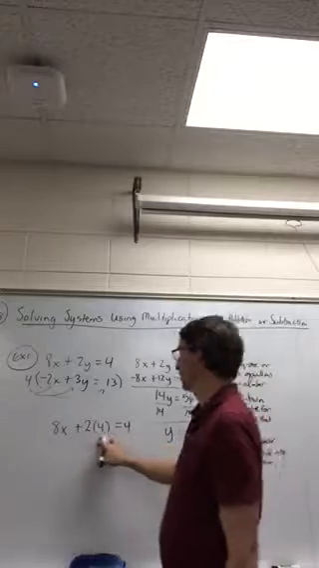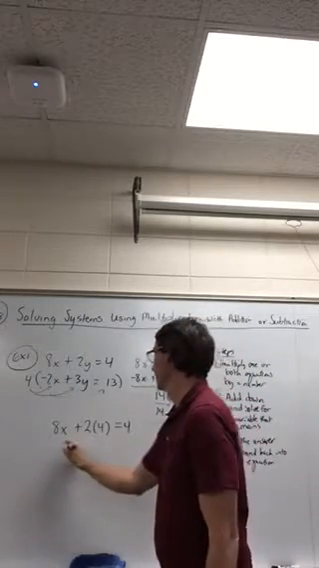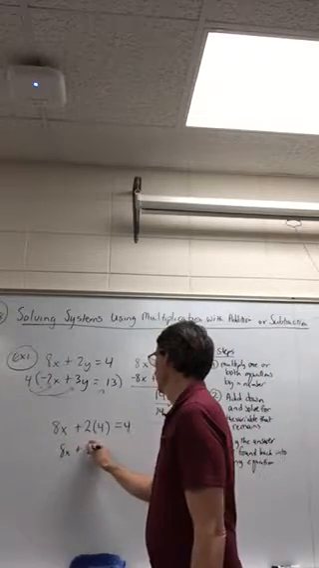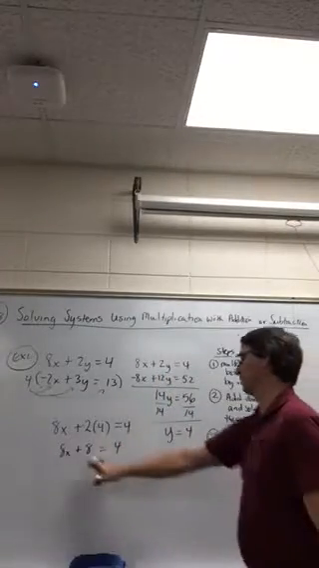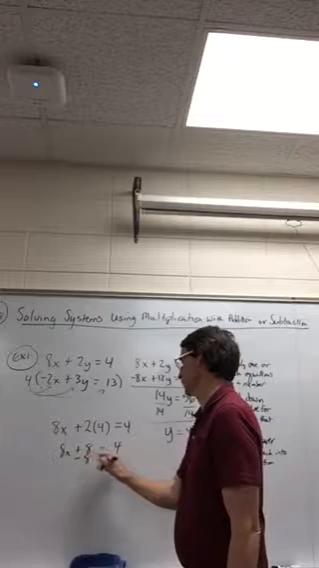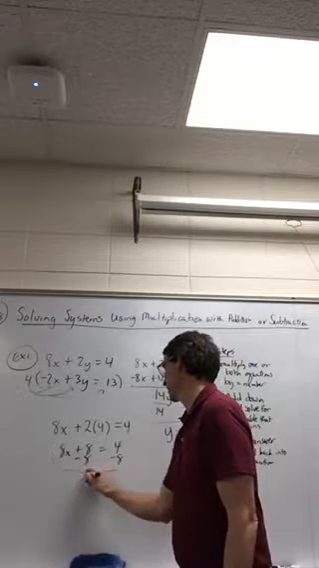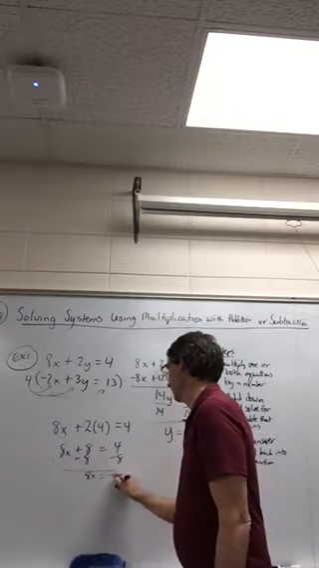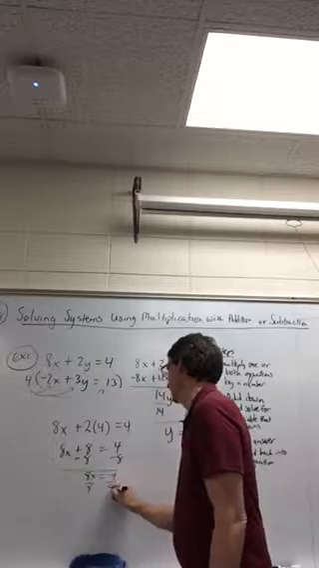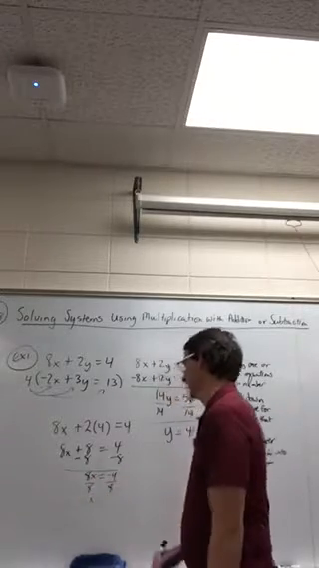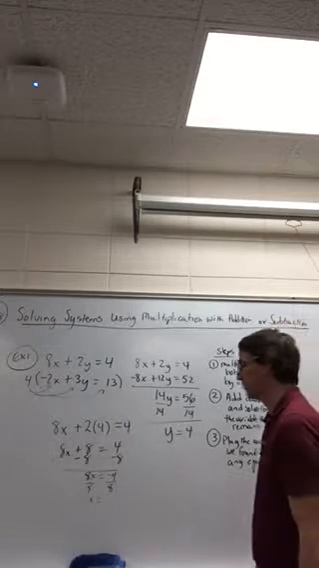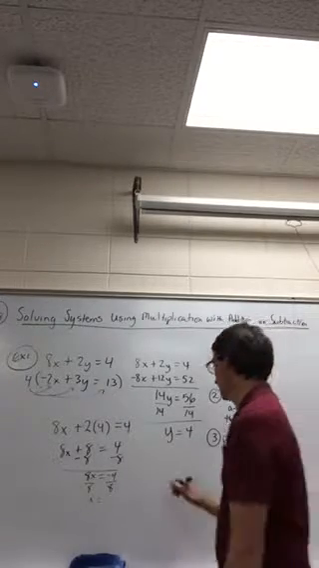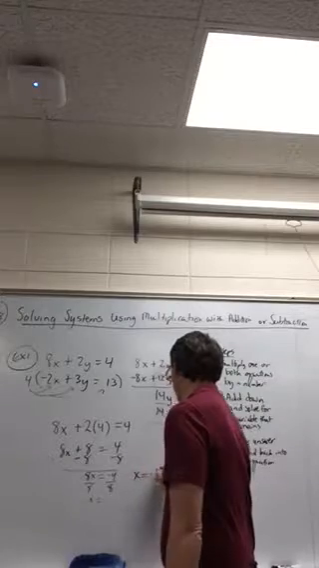And now I multiply the numbers here. 8x plus 8 equals 4. I get rid of the addition or subtraction, so I subtract 8. I get 8x equals negative 4 and divide by 8. And we reduce the fraction if we can. You certainly could change it into a decimal as long as you don't have to round. And when we do that, x equals negative 1/2.